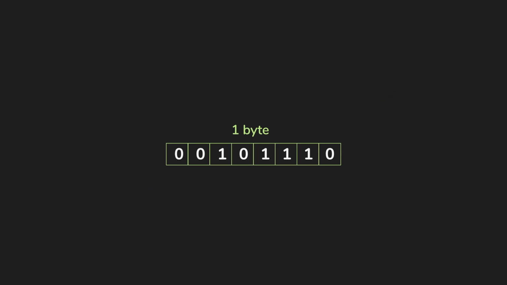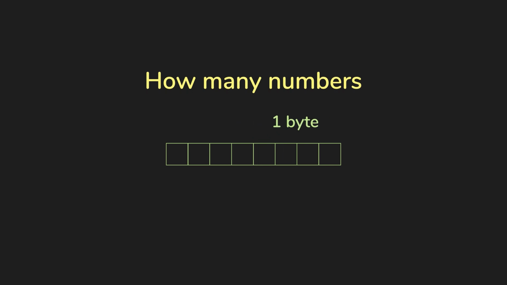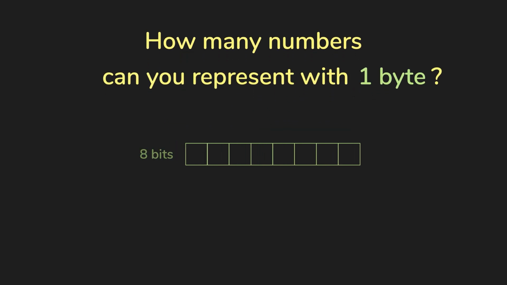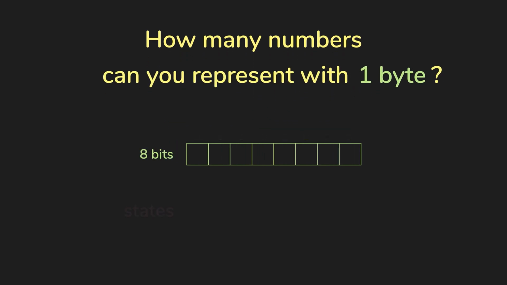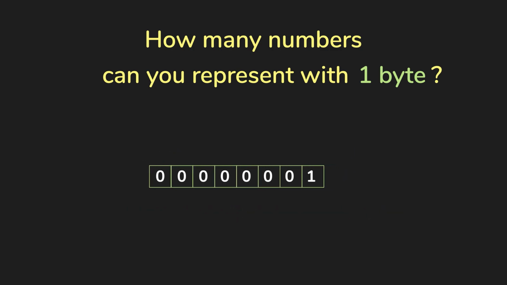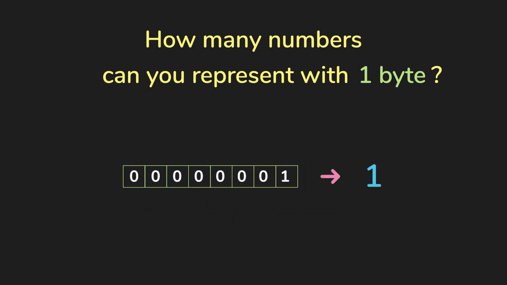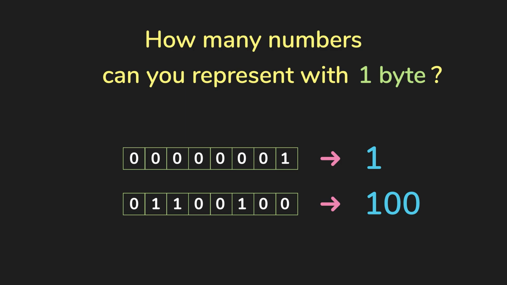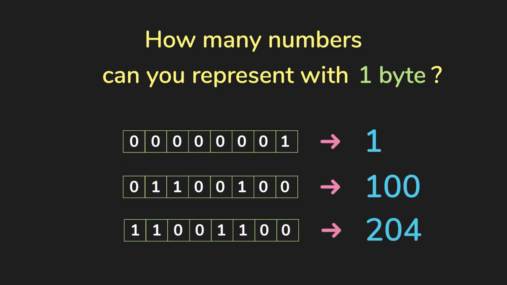For example, how many numbers can you represent with one byte? Now, one byte of memory has 8 bits. You can actually represent 256 different states with that. For example, I can call this configuration 1, and then this configuration is, let's say, 100, and then this configuration would be 204. There's actually a logic behind that, but we'll talk about that later.